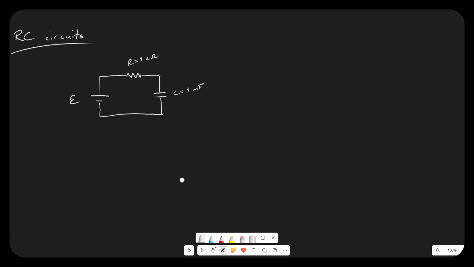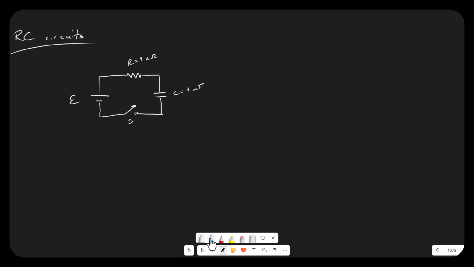So what's going to happen is, right at first, we need to bring a switch into this. So there's our switch. Right at first, the switch is open and the capacitor is completely discharged. Now, capacitor, we said, was something that's going to hold charge over time. So what I would like to do is close this switch and see what happens.